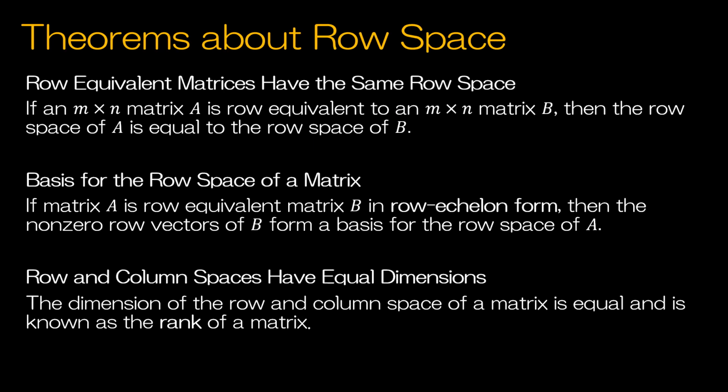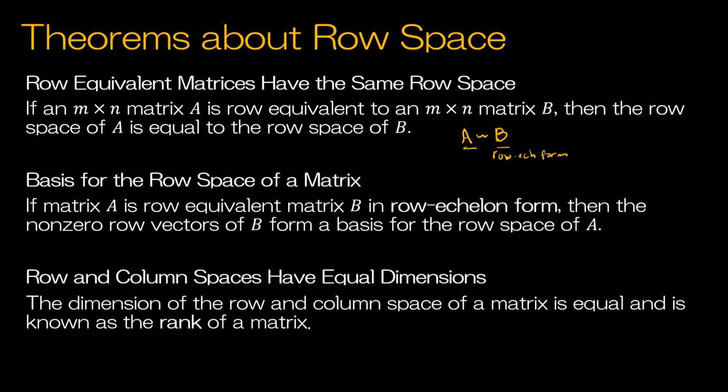Before we look at that example, let's talk about three theorems that will come into play. The first says that if an m by n matrix A is row equivalent to an m by n matrix B, so we've got some matrix A, we do some row operations, probably into row echelon form, then the row space of A is equal to the row space of B. So those two matrices, if they are row equivalent, will have the same row space.